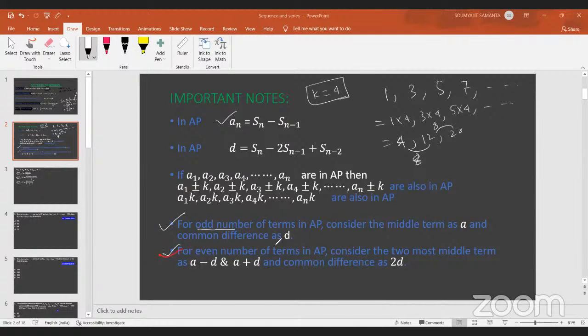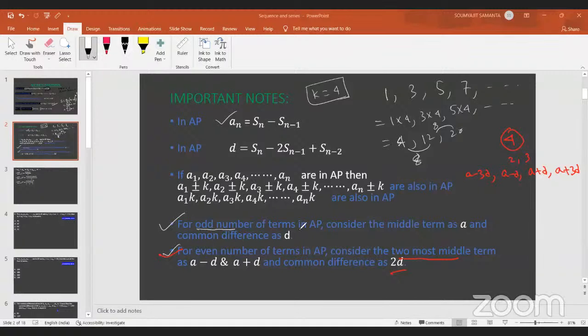What about if it is an even number of terms, let's say 4 terms are to be chosen? We should consider the two middle terms, that means the second and third will be the middle terms. The second term will be A minus D. The third term will be A plus D. And then take the common difference as 2D. So next to A plus D will become A plus 3D, and before A minus D will become A minus 3D. You can choose 6 terms the same way using this formula.